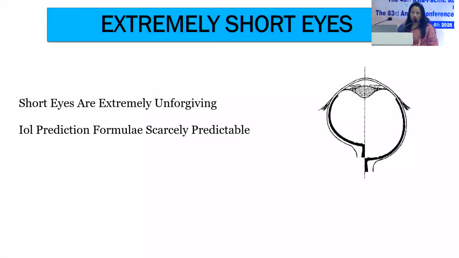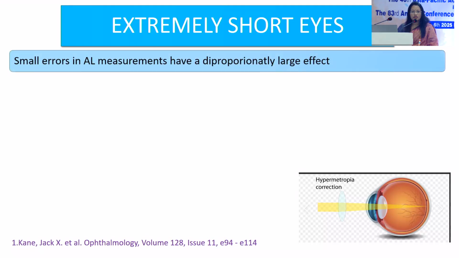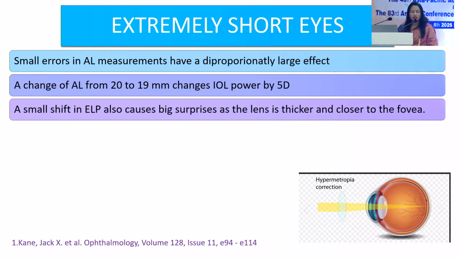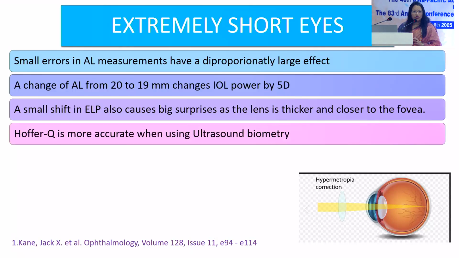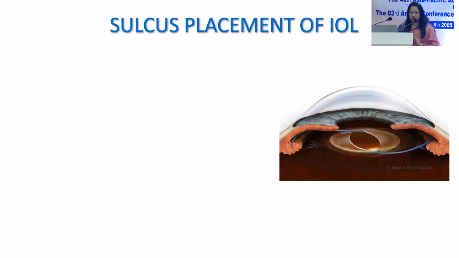Now coming to extremely short eyes, because these eyes are extremely unforgiving, therefore IOL prediction should be very particular in these eyes. So small errors in axial length measurement have a disproportionately larger effect. A change of axial length, say from 20 to 19, will change the IOL power by 5 diopters. A small shift in effective lens position also causes a big refractive surprise because the lens is thicker and closer to the fovea. Hoffer Q is supposed to be more accurate if we are using ultrasonic biometry, but fourth generation formulas are always preferred in such eyes.